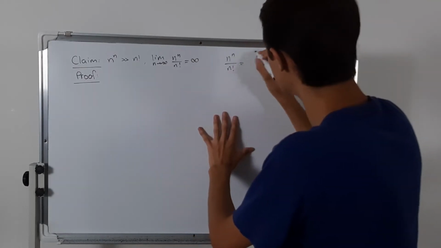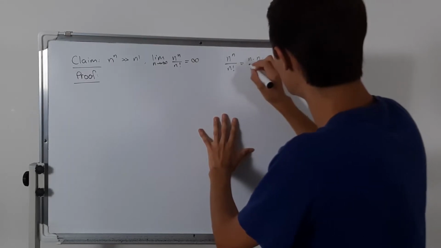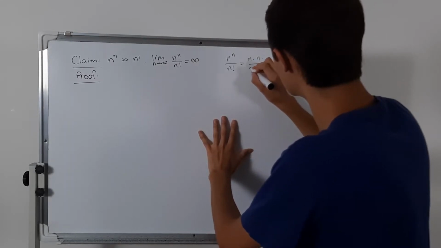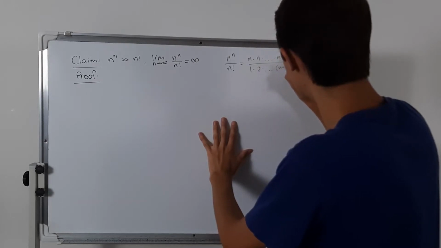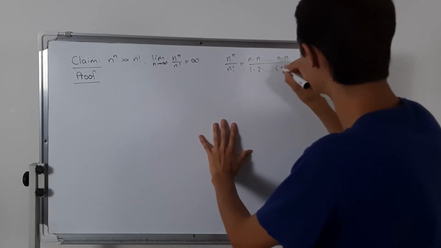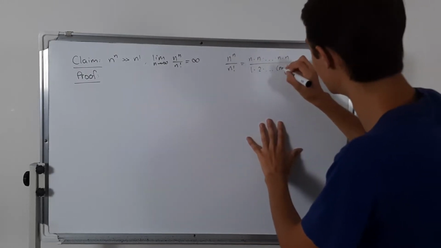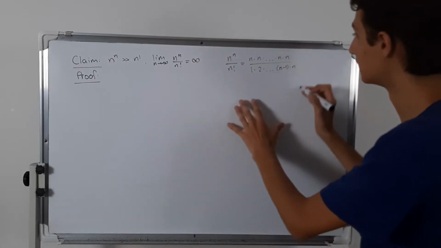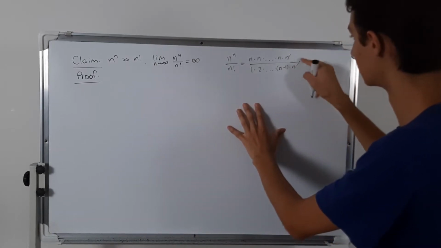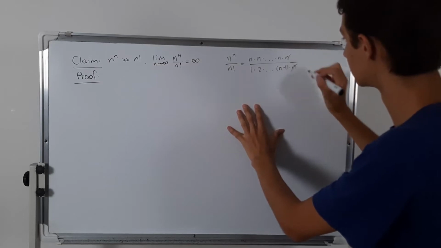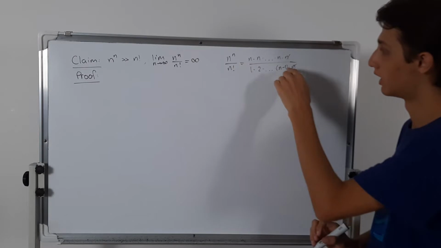So here we can see this is n times dot dot dot times n all over 1 times 2 times dot dot dot times n minus 1 times n. Okay? N minus 1, there we go. So then you can see that this n over n just cancels out. That just equals 1 basically. But then everything else is going to be bigger than 1.